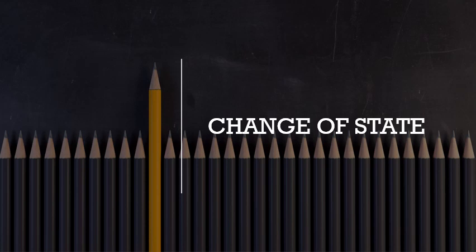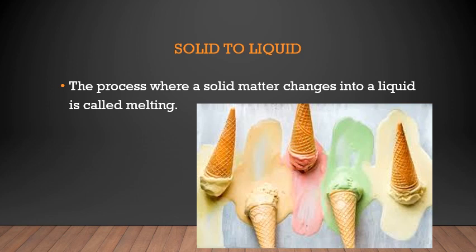So some matter can change their states. That means they can change from solid to liquid, to gas, and vice versa. Vice versa means gas to liquid and solid. To and fro is nothing but vice versa. So first we will see solid to liquid. Solid to liquid, the other name for this change of state, is melting.